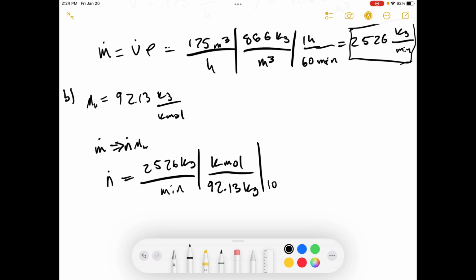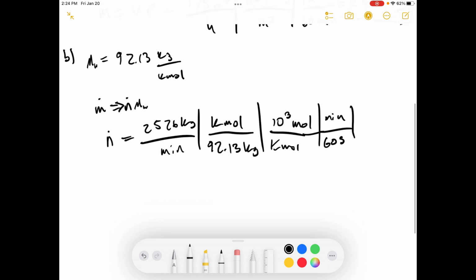there are 10 to the 3 moles per kilomole. And they want it in seconds, so in 1 minute there are 60 seconds. Okay. And this equals 456.9 moles per second.